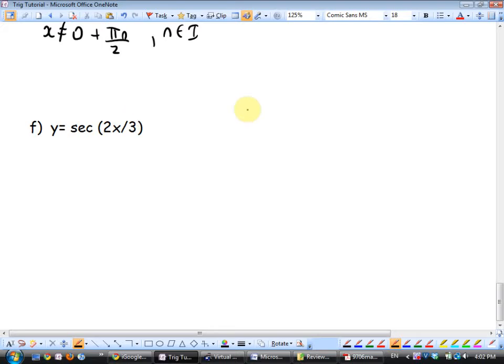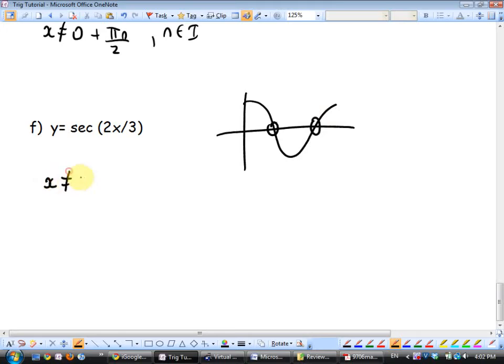I don't know secant. Secant goes with which trig function? Cos. Cos looks like this. You'll notice I'm getting a bit sloppier in my sketches because I'm hoping you're getting a bit better at this. Secant's going to have asymptotes there and there. Normally, x can't be pi over 2, and then it's every pi apart, because that distance there is pi, where n is an integer.